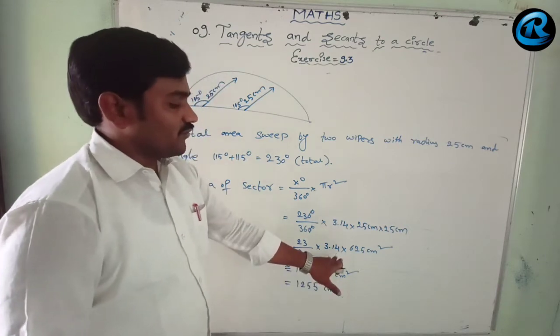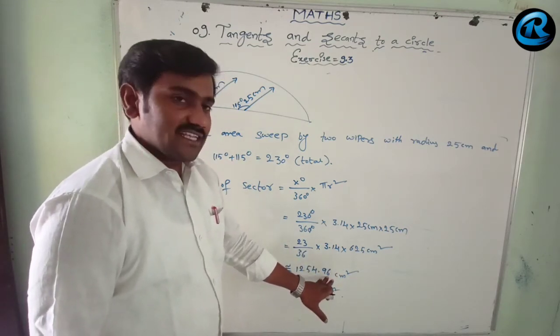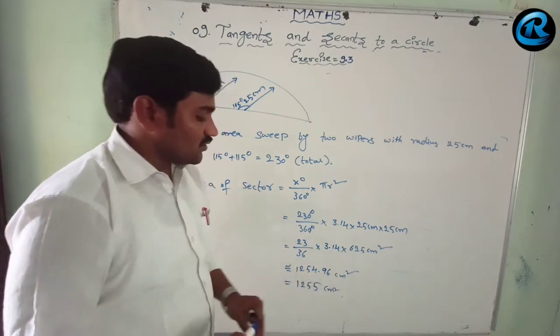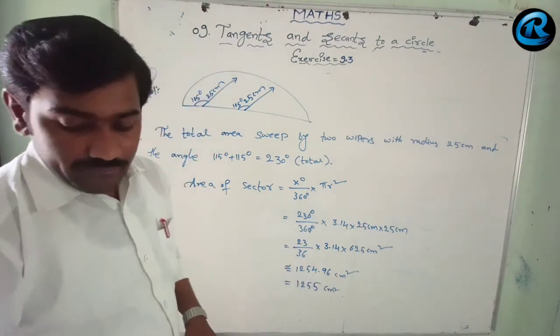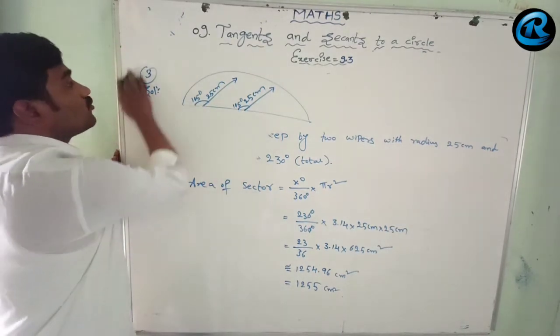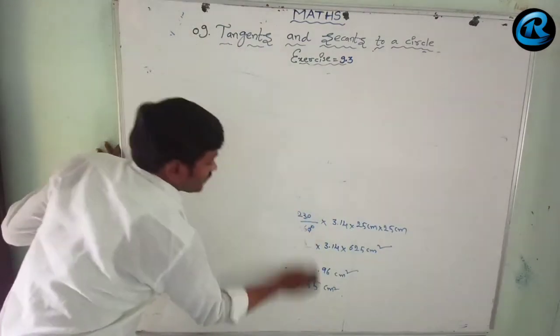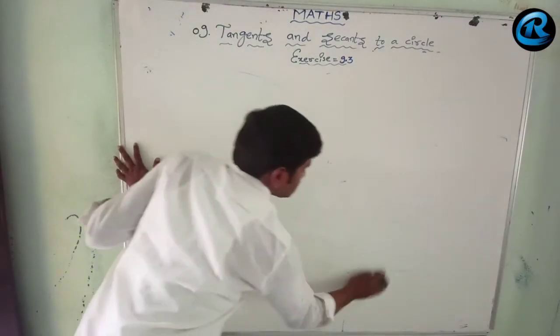So this is enough. If you take 2 decimal digits you got 1254.96, now it will be equal to 1255 centimeters square, and this is the area swept by the two blades. Okay, I hope you understood this.